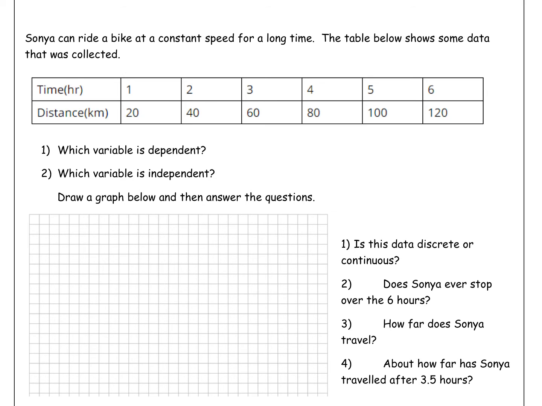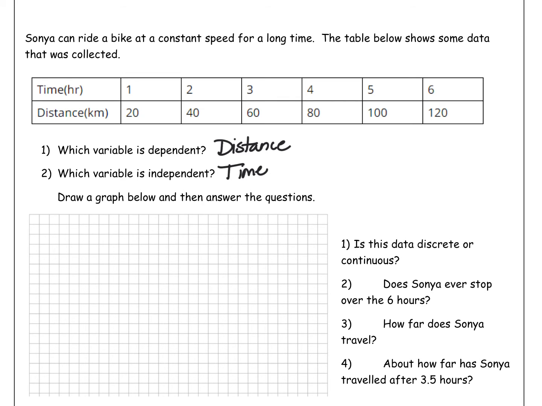Well, the dependent variable, the one that is changing all of the time, is the distance. It depends on how long you've been driving for, right? So the dependent variable is the distance, and the independent variable is the time.